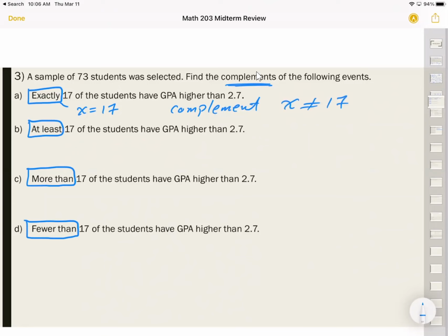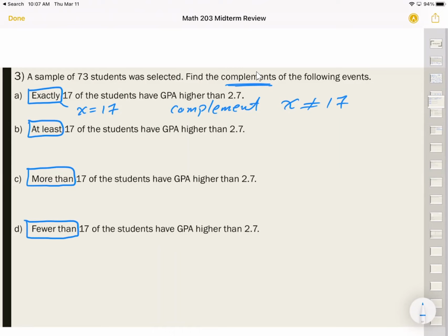If we convert this to algebra, exactly means it's got to be equal to 17. The complement of equal to 17 is basically, as long as this thing is not equal to 17, we're good to go. And again, everything else is just a filler. The only thing that they emphasize for this particular problem is this qualifier statement: exactly, at least, more than, fewer than, okay?